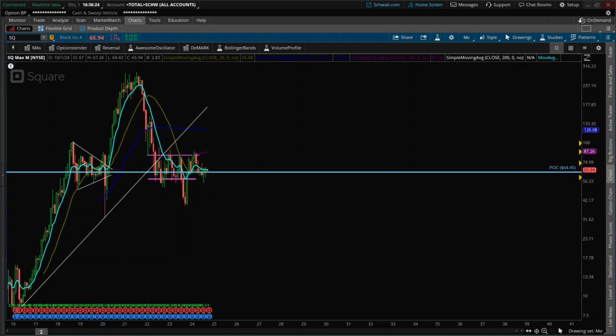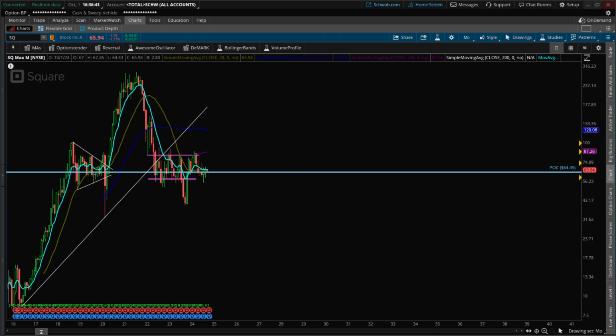We're taking a look at Block. That's SQ, formerly Square. We're going to go from the top down, looking at monthly all the way down to 65. We have a bullish bias. I am in multiple time frames of calls on this one.